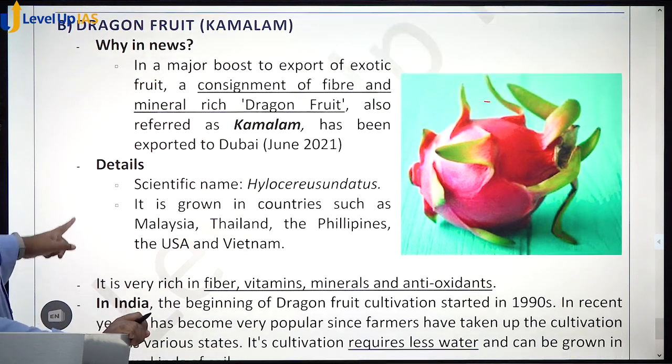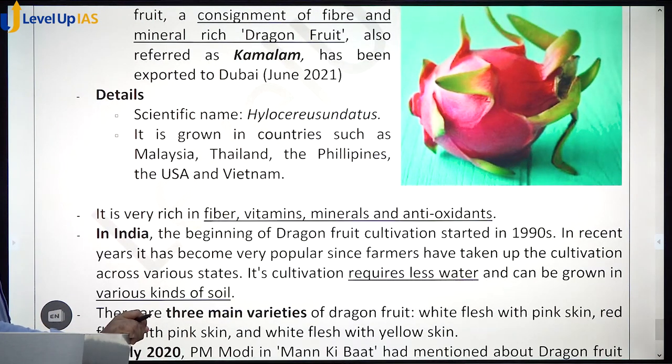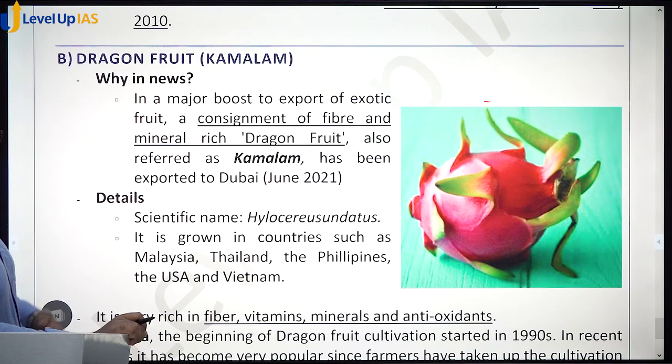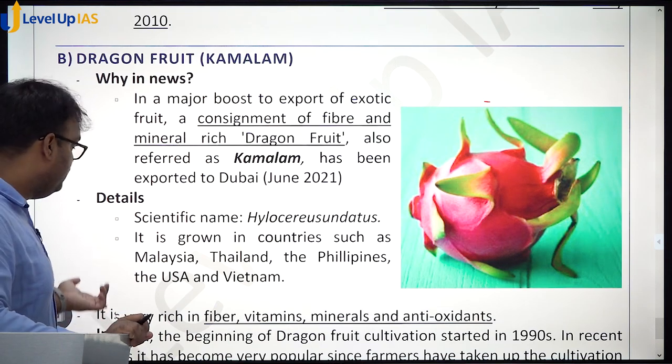So this fruit has the scientific name Hylocereus undatus. It's grown in many countries like Malaysia, Thailand, Philippines, USA and Vietnam. In India, it is an exotic fruit. It is something that was not native to India. It has been brought to India.